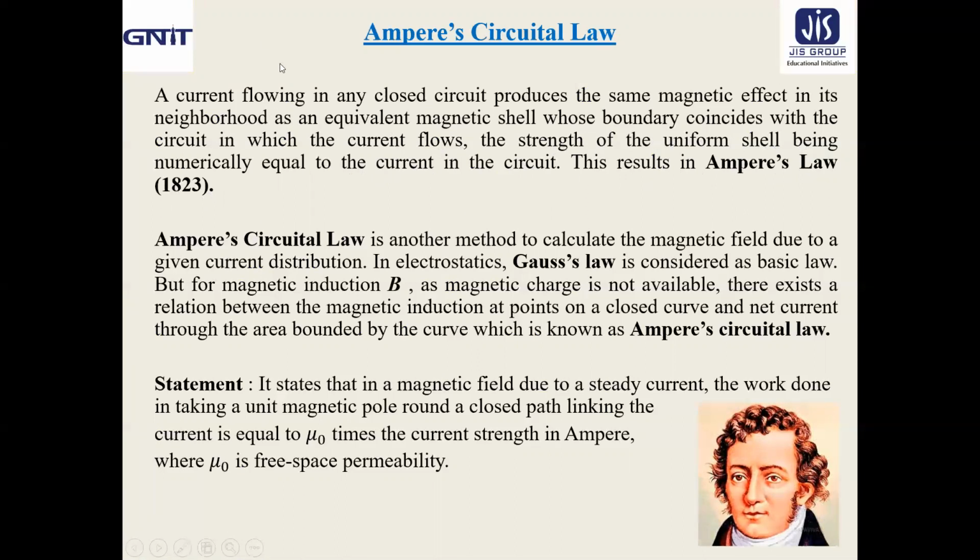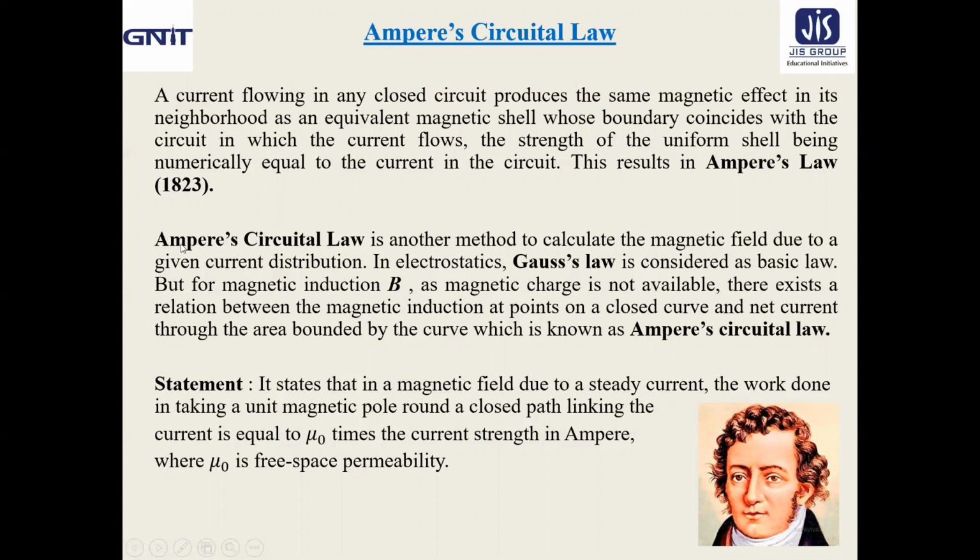So once more, let us take a look at this statement, the conclusion that Ampere found. A current flowing in any closed circuit produces the same magnetic effect in its neighborhood as an equivalent magnetic shell whose boundary coincides with the circuit in which the current flows, the strength of the uniform shell being numerically equal to the current flowing in the circuit. And this is nothing but Ampere's law, which was given by Ampere way back in 1823.